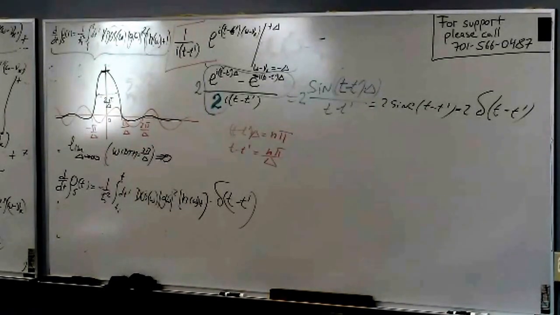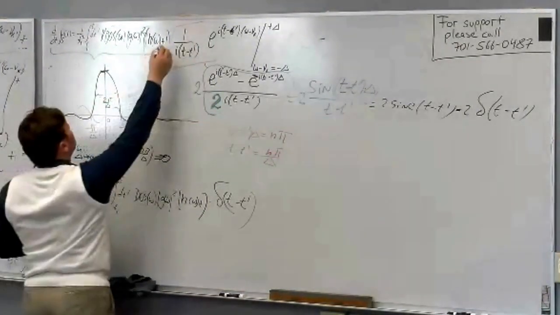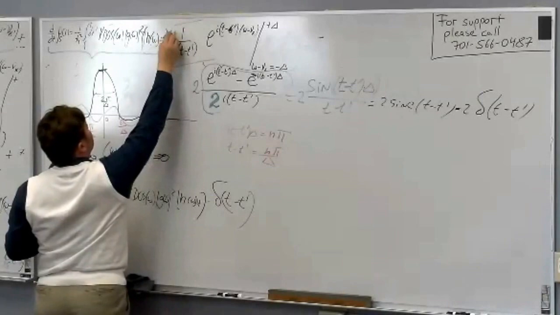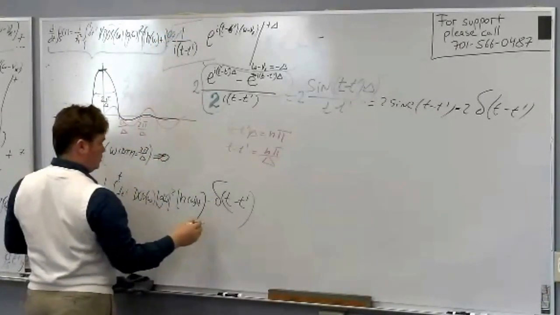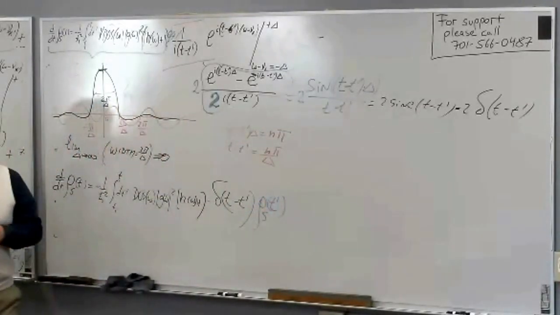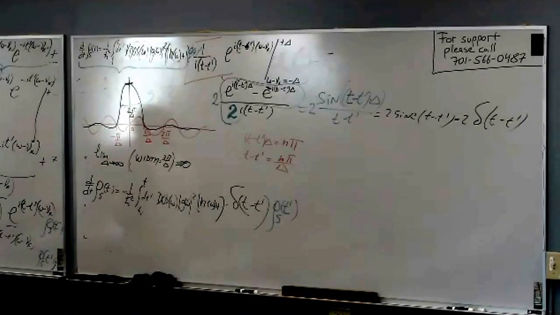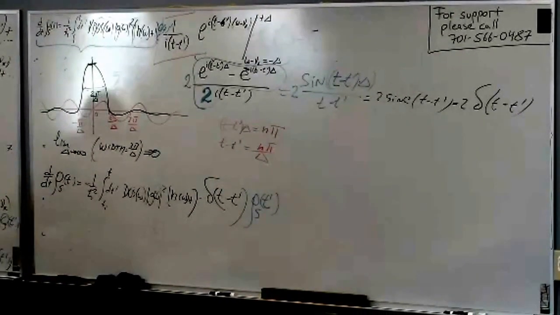Starting from here. Yes, it was at this point, and it was missing here. So we need to have rho s of t prime, rho s of t prime, rho s of t prime, rho s of t prime. And creation and annihilation to occur.